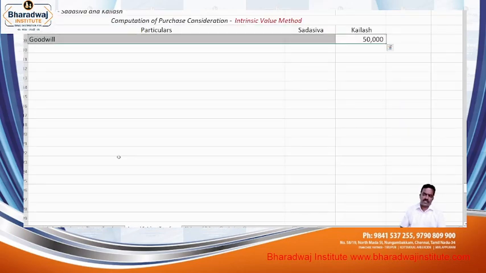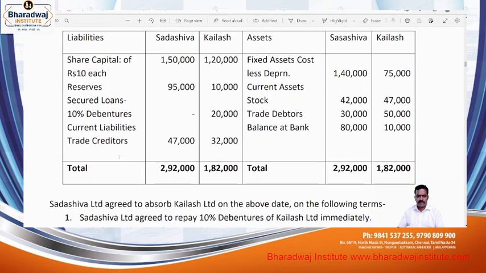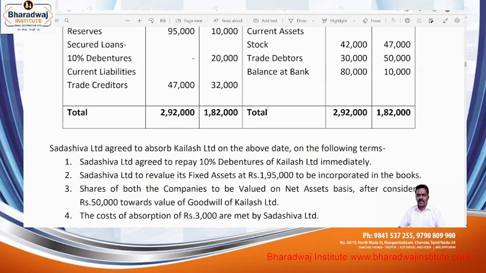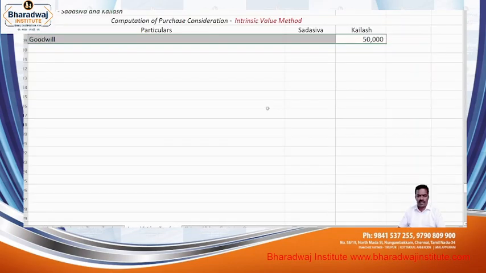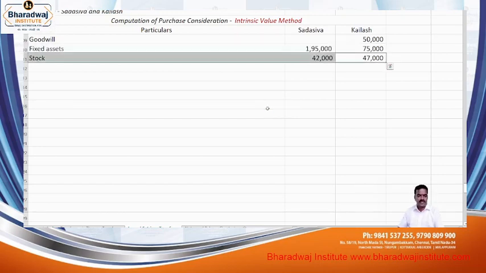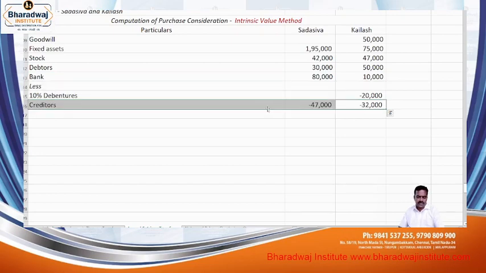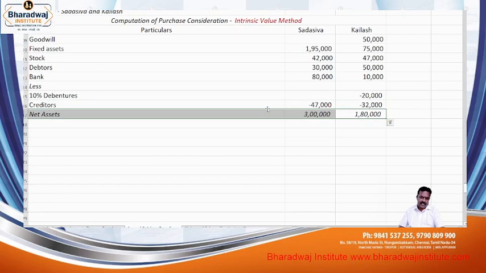Goodwill of Kailash, how much? 50,000. What are the other assets? Fixed assets value is given only for S, so let us take only for S, 1,95,000. For the other company, the same book value. I hope all other assets are at book value, right? Stock, debtors, bank balance, you can take it. Minus external liability. Please remember, debenture will be paid in the future. Debenture will be taken over by the purchasing company and settled by the purchasing company in the future, not now. So debentures of Kailash, creditors, net assets you will get.